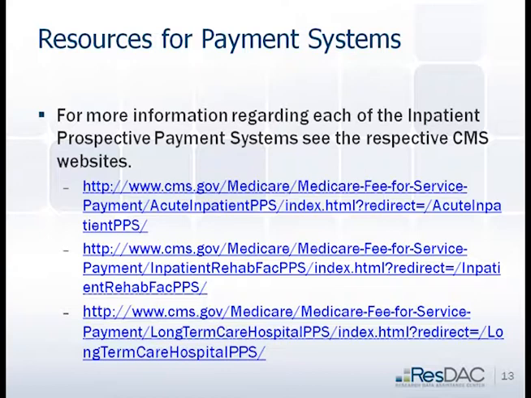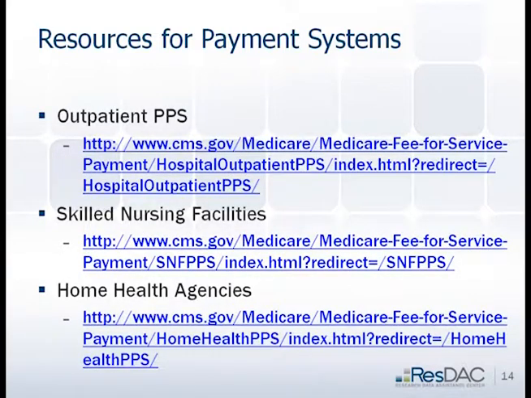There's a lot of pages to get to maybe the exact thing that you're interested in, but the Federal Register is always important to sometimes look at, and the CMS website will always give you the section of the Federal Register that is applicable to this specific payment system. I've also given you where you can go to look at the outpatient PPS, skilled nursing facilities, home health agencies.